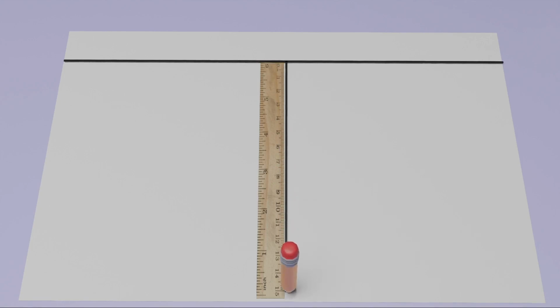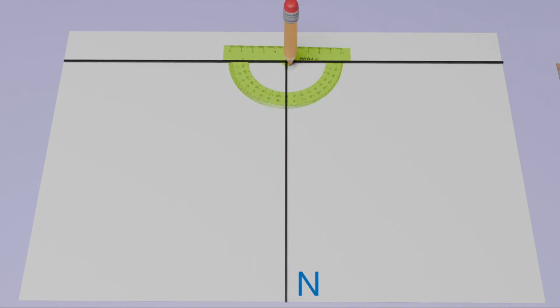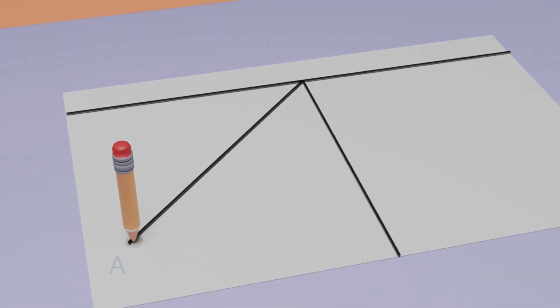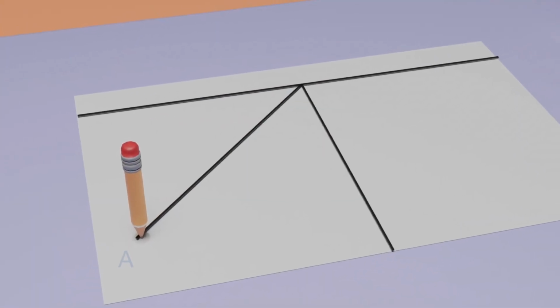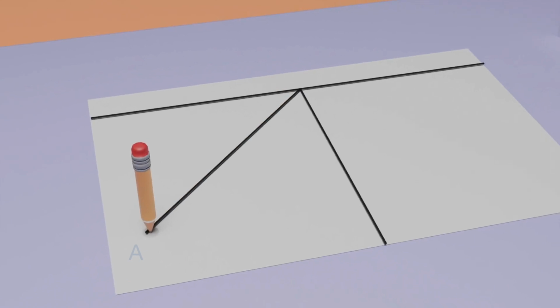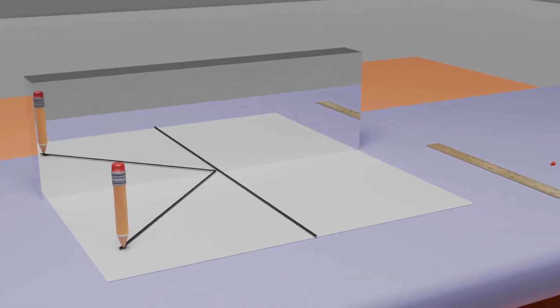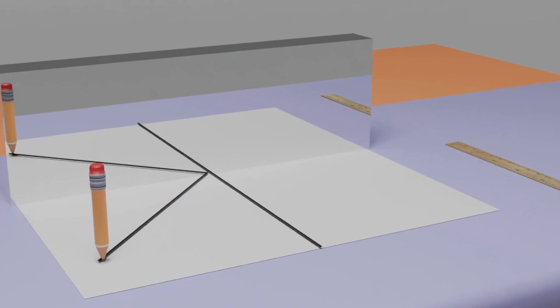Next, draw a line ON perpendicular to MM1. Let's draw a line OA at 45 degrees to normal ON. This line represents the incident ray. Place a mirror along the line MM1. This will reflect the incident ray.